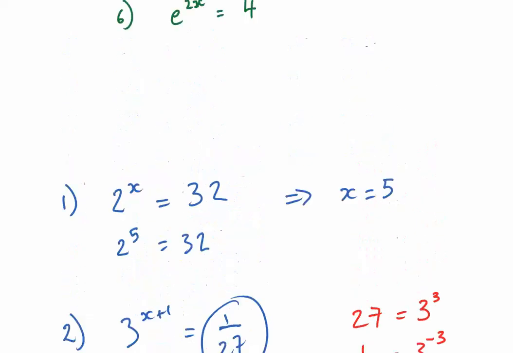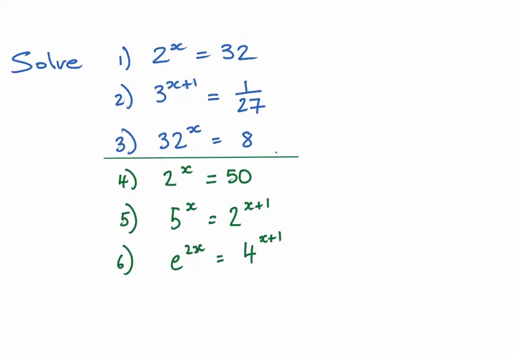So there we go, we've solved our first three equations. No need to use logs at all. Right, what about this next one? Well, I can't think of a value of x for which I can raise 2 to be 50. I know that 2 to the power of 5 is 32. I know that 2 to the power of 6 is 64. So the answer to this, the value of x, must be somewhere between 5 and 6. But it's not so obvious how we do it.